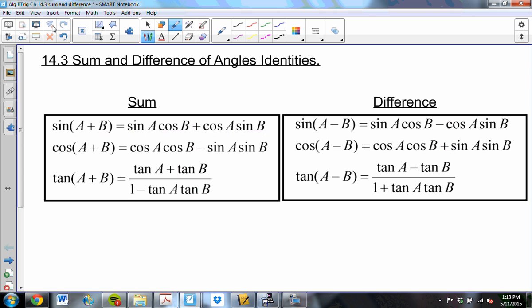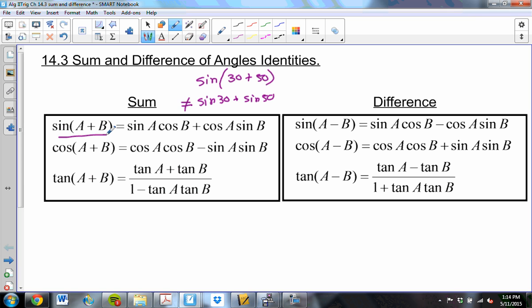Now, it's important to understand that if I was doing the sine of 30 plus 50, I cannot try to make that sine 30 plus sine 50. That's not how that works. I don't get to distribute that sine or anything. That's why we need to have these properties.